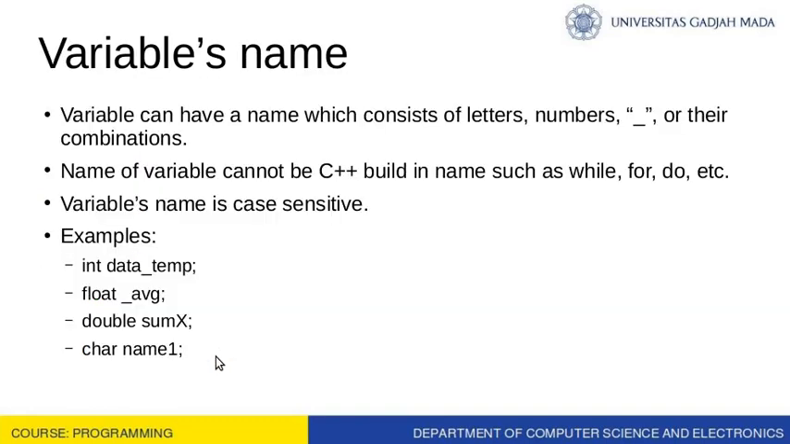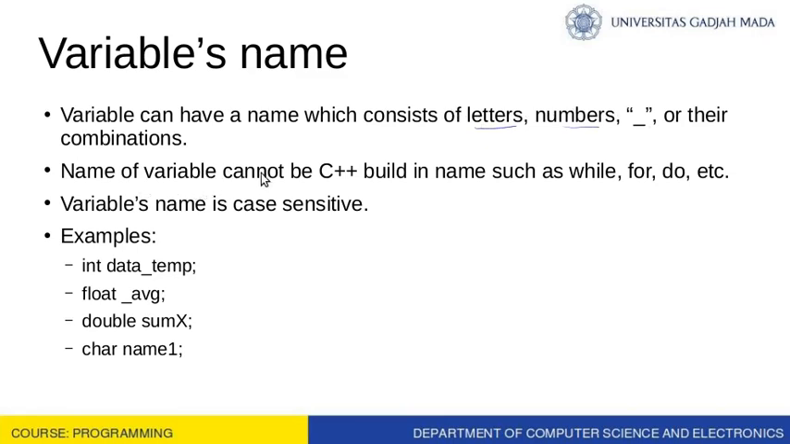Okay, now what is the rule when we are giving variable names? A variable can have a name which consists of letters, okay, A, B, C and something like that, and then numbers 1, 2, 3, and so on. And the only special character which is available for a variable's name is the underscore, and we can use their combination.